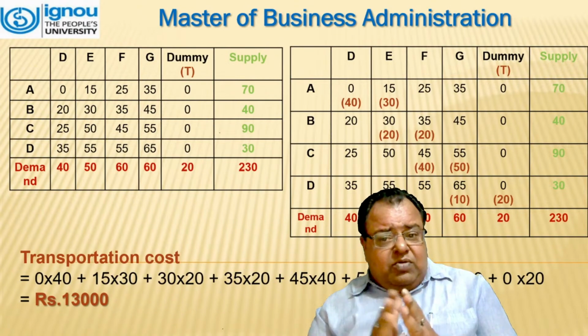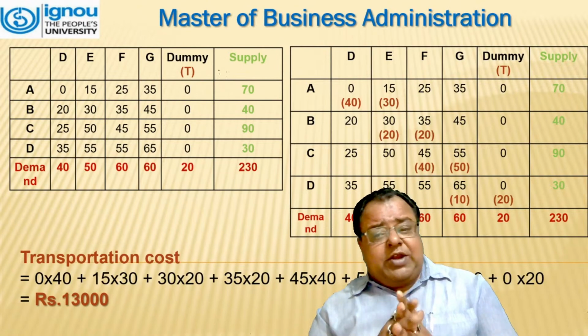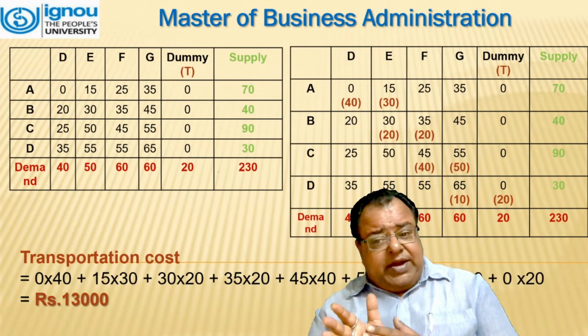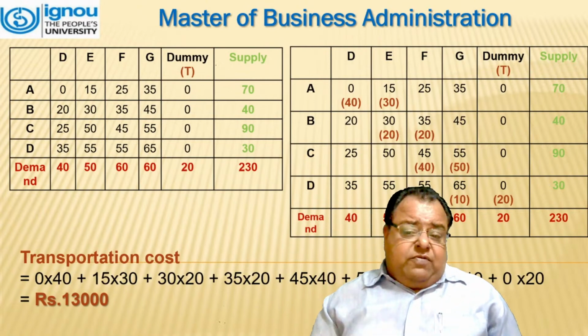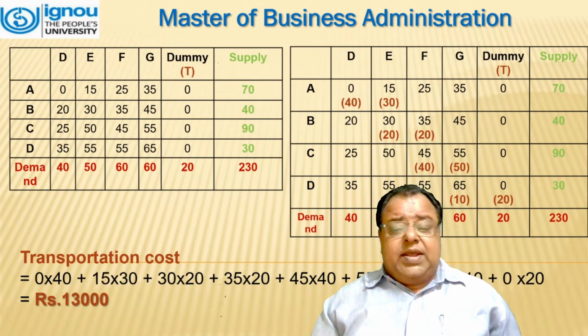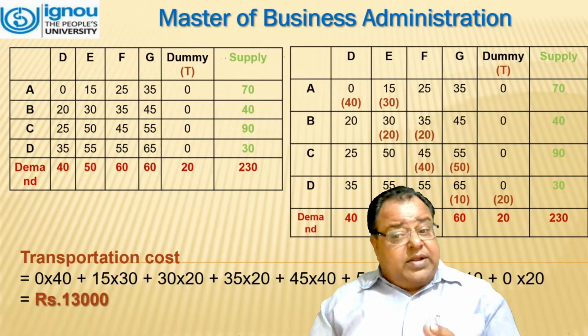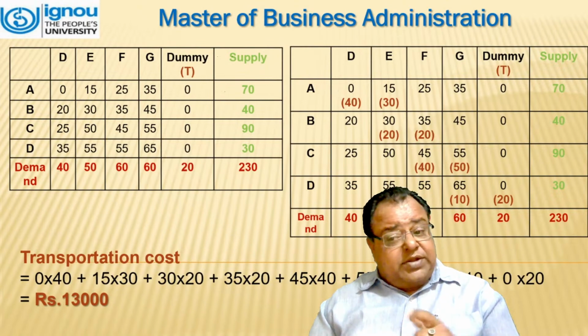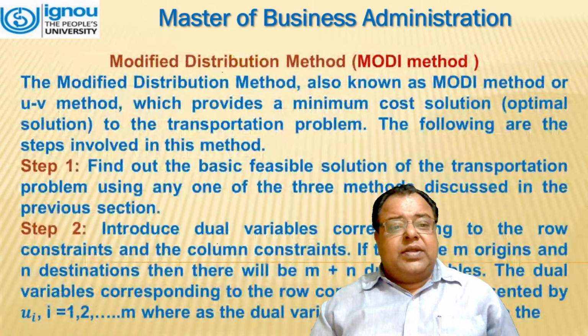So we are going to get a solution of 0 into 40 plus 15 into 30 plus 30 into 20 plus 30 into 20 plus 45 into 40 plus 55 into 50 plus 65 into 10, and don't forget to write 0 into 20. We are going to get a transportation cost of 13,000.